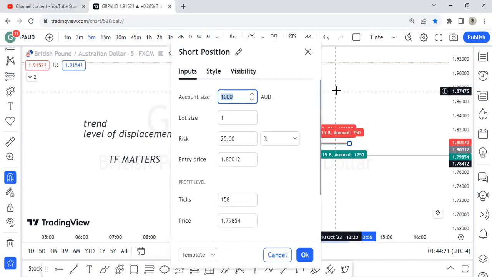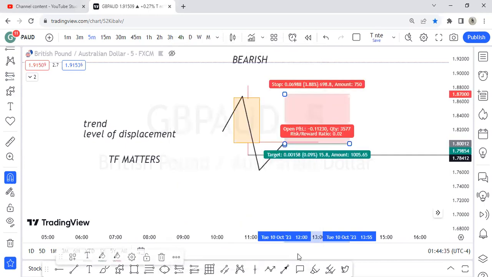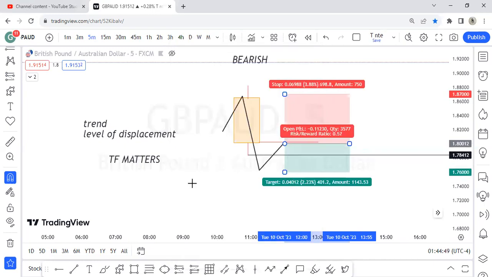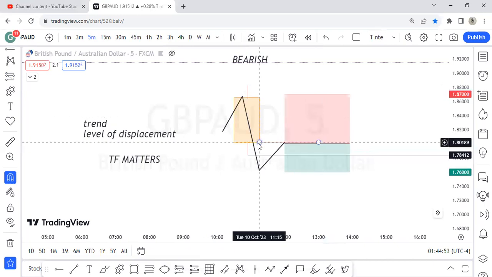Stop loss should be at 8747. All right, so take profit should be at 7604. I have to put this manually. I don't know why it's not letting me put it. So 76.